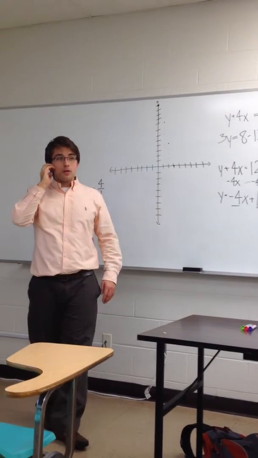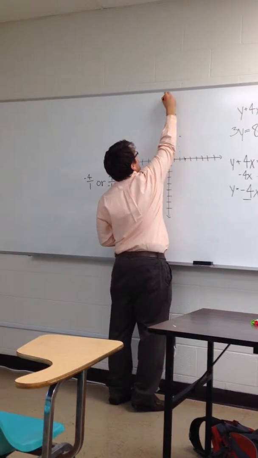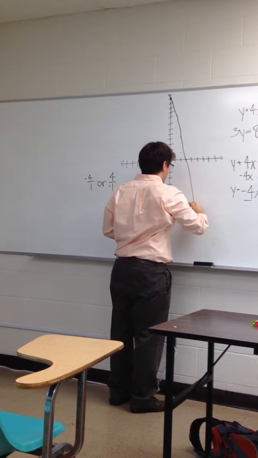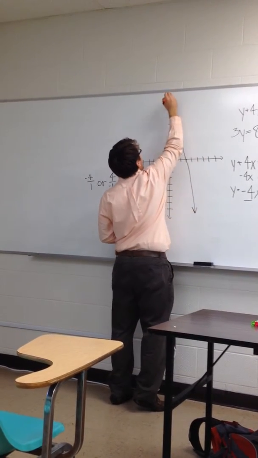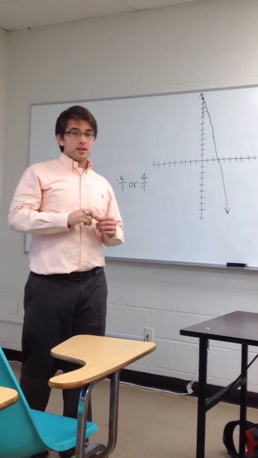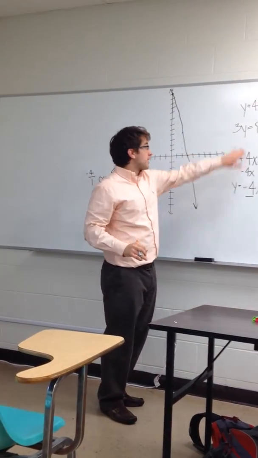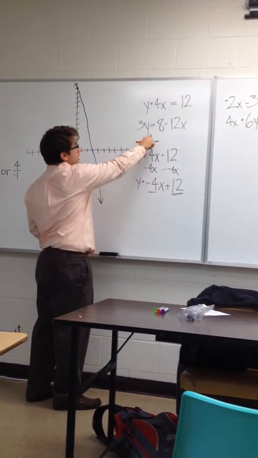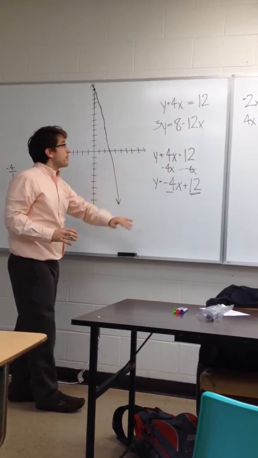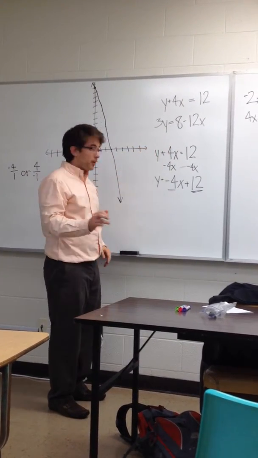After I've created enough coordinate points, I'm just going to create a line connecting all of them. Mind you, that may not be the most straight line I've ever drawn, but it's a rough estimate. Now I'll repeat that same process for the second one, 3y equals 8 minus 12x. To start off, I'm not going to show this step, but you're going to divide 3 on both sides to get the y completely by itself.